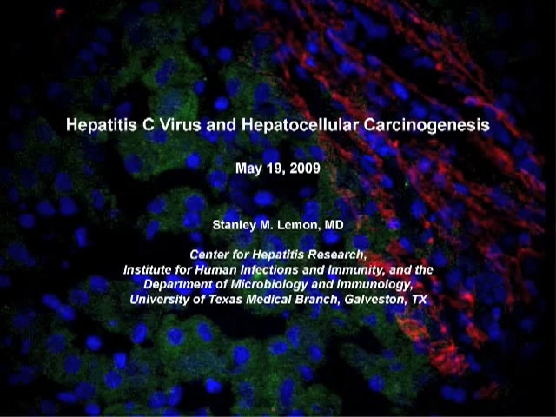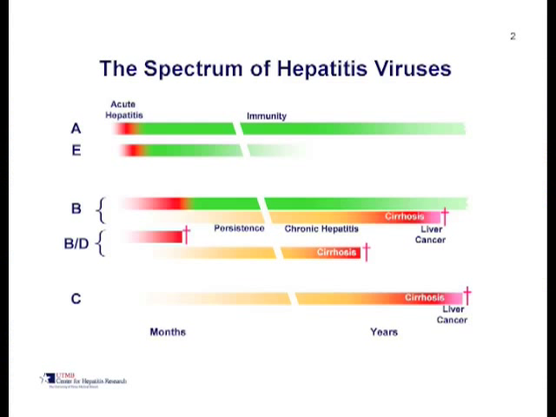So what I'm going to talk about today are some aspects of pathogenesis of hepatitis C with special reference to liver cancer. But I wanted to start off by placing hepatitis C in the context of other hepatitis viruses. And Mike is absolutely correct.